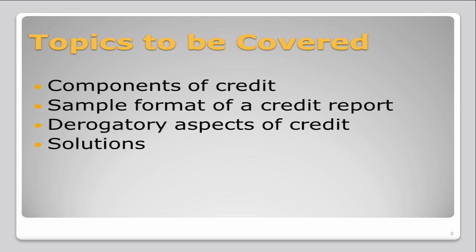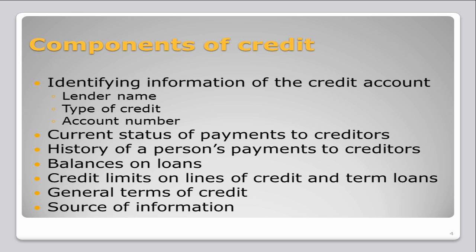Next, we'll look at the derogatory aspects of credit. A lot of people focus on the derogatory aspects, and we're not actually going to spend more than about a third of our time talking about them because so much of the other parts of this are important today. And then finally, we're going to look at some solutions to any problems that people have with credit, ways that they can fix their credit or just improve their score and things like that. So that's what we're going to look at today. Let's go ahead and start with the components of credit.